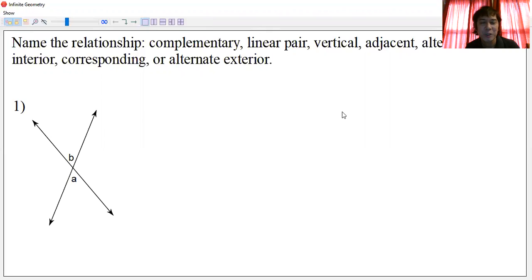The first example is an example of a vertical angle pair, okay? And the definition is that a vertical angle pair is formed by two intersecting lines, and the angles are non-adjacent. And this is actually a vertical angle pair. So try to remember the drawing, okay? So this goes to the first number.